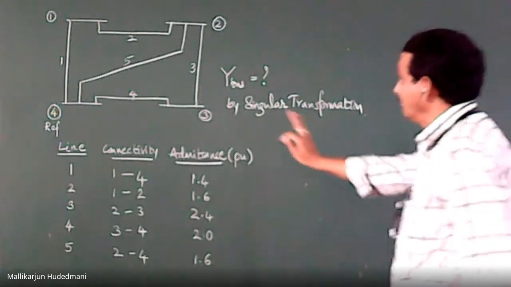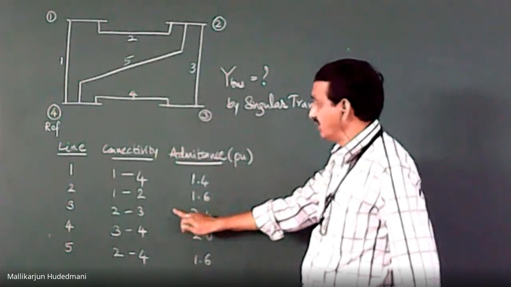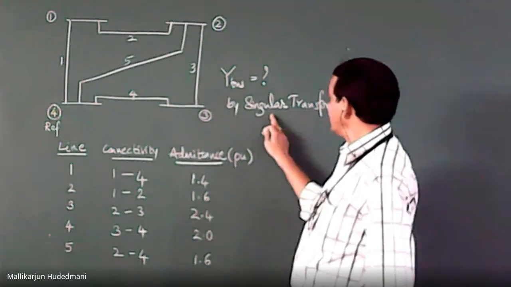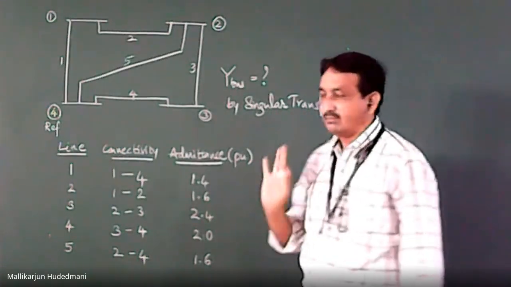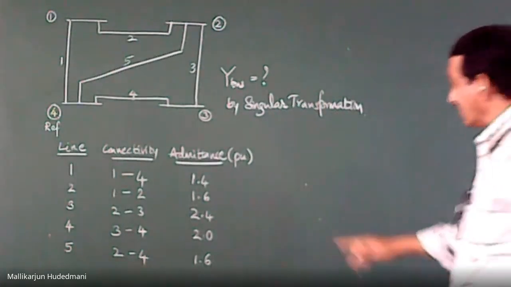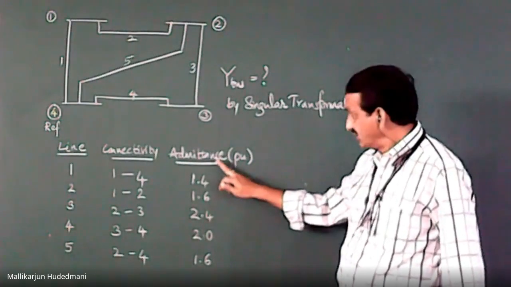So this is the problem. A 4 bus 5 element system with the connectivity diagram and information. Obtain Y bus of this system using singular transformation method. Now once you look at the problem, look at the data. Is the data in admittance or impedance? Yes, it is in admittance.